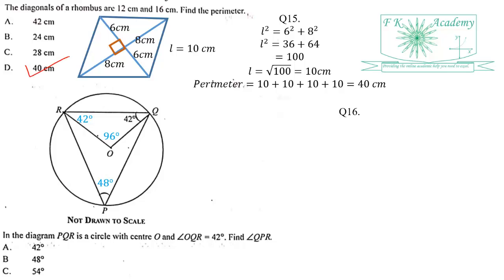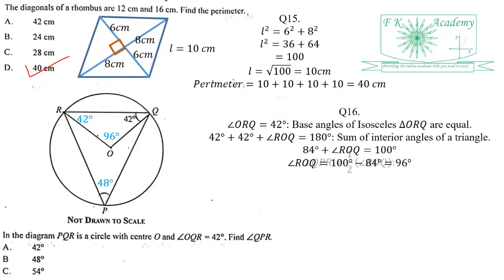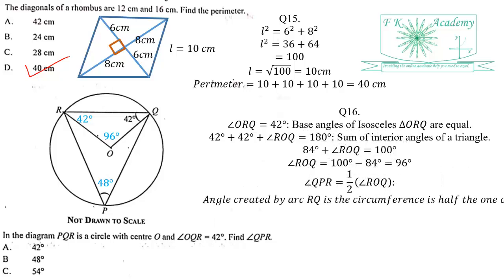In a diagram, PQR is a circle with center O and angle OQR is 42 degrees. Find the value of angle QPR. So the other values are not part of the question, but they will help us to find angle QPR. And that is going to give us 48 degrees.